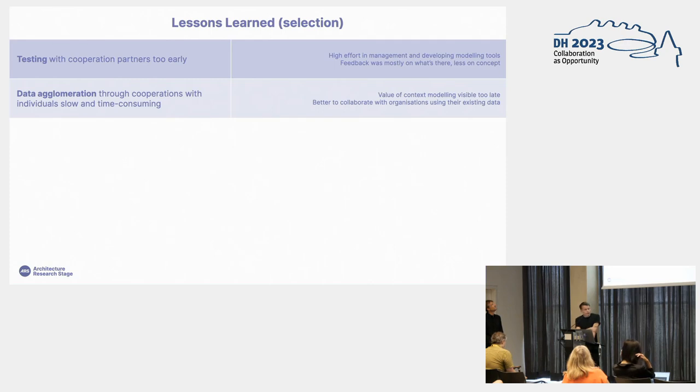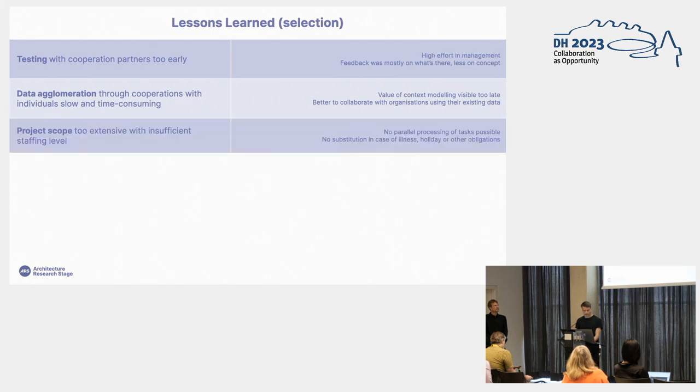We did data agglomeration with individuals, like individual cooperation partners, but also the profs within the project, and it was just a way too slow way of collecting data, which resulted in the values of the described context modeling or the benefits of it being visible way too late. And it would have been better, as we did later on, to work with an institution like the Network for Architecture Research to use their existing more rich data sets to make our platform benefits more visible.